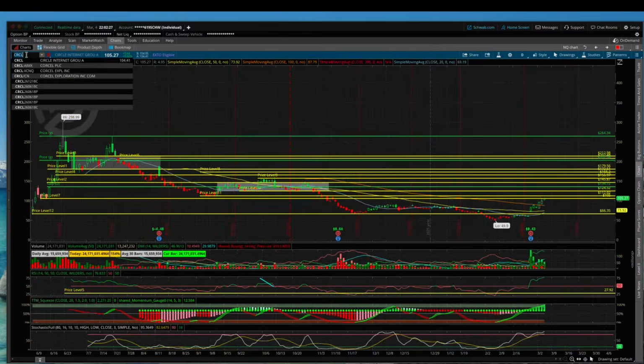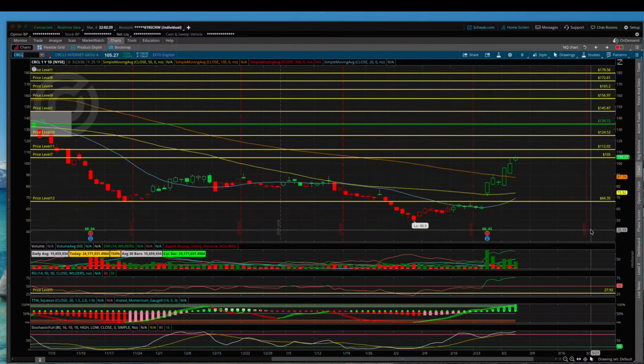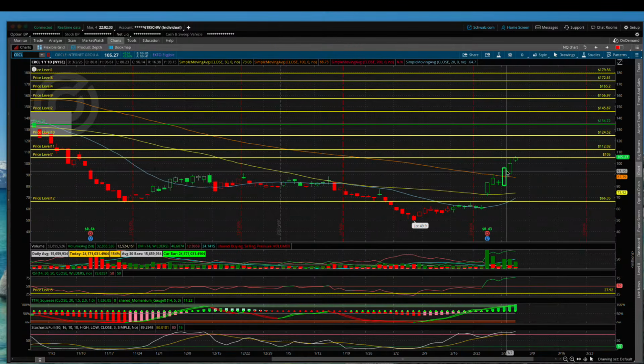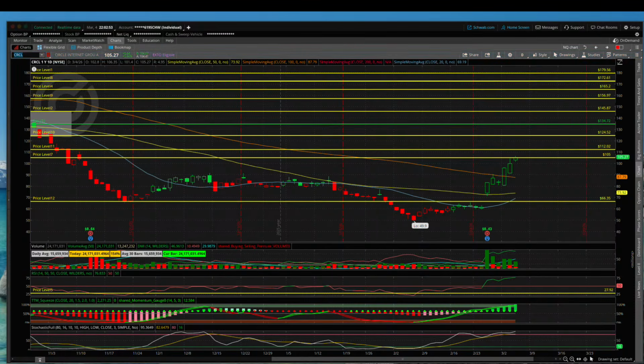All right, Circle. Circle looks good. I think I said this last time. It looks pretty good, hitting that 105 resistance. Very good buy volume here. If you got in around 82, that's nice. Still got room to go. I think this one could go back to 134. Long term looks good. Buy volume looks solid.